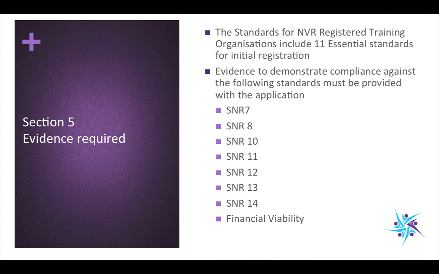Section 5 is all the evidence that we're going to collect to upload to this application. So we've now answered a whole heap of questions. We also need to upload a whole heap of evidence that will support your application. So this includes things under SNR 7, 8, 10, 11, 12, 13, 14, and financial viability. They've added this now to ASQAnet, but the financial viability kit we actually email separately, but they're now discussing it on ASQAnet.